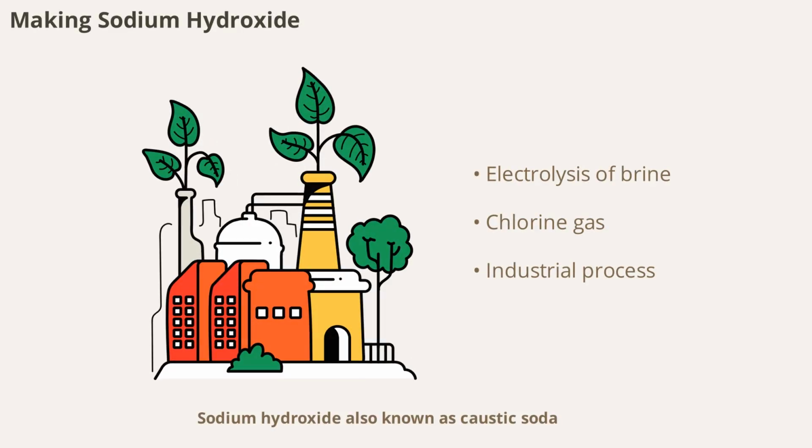Sodium hydroxide, also known as caustic soda, is prepared industrially by the electrolysis of brine, which is a concentrated solution of sodium chloride in water. During this process, sodium ions combine with hydroxide ions to form sodium hydroxide, while chlorine and hydrogen gases are also produced. This method is widely used because it's efficient and produces pure sodium hydroxide for various uses.